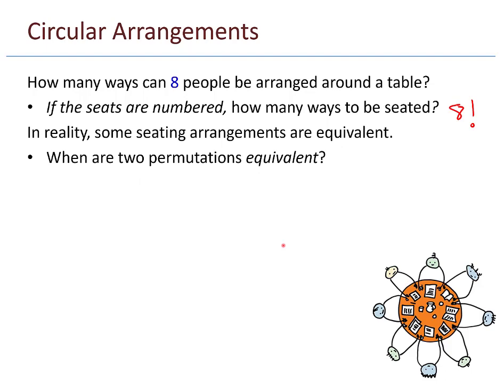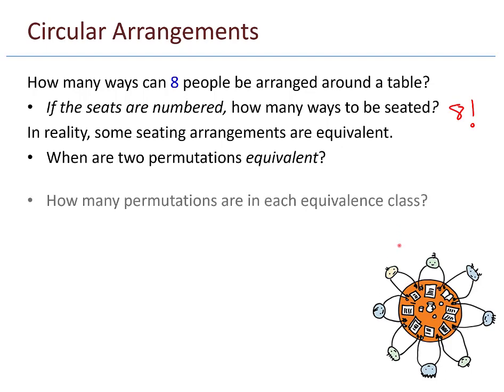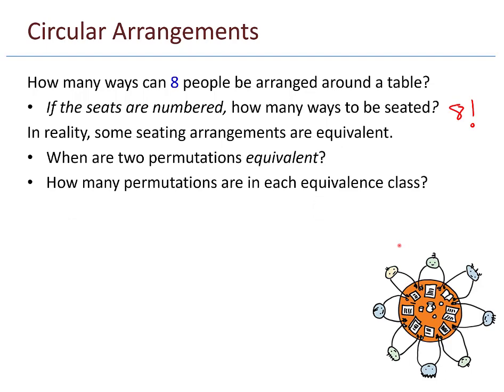When are two permutations equivalent? In this case, two permutations of people will be equivalent if one is a cyclical rotation of the other. And how many permutations are in each equivalence class? Well, if I have a group of 8 people that are seated, you can see the little diagram down below, I can rotate this 8 positions around before I come back to my original configuration. So there are 8 rotations I can do. So there are 8 permutations in each equivalence class.